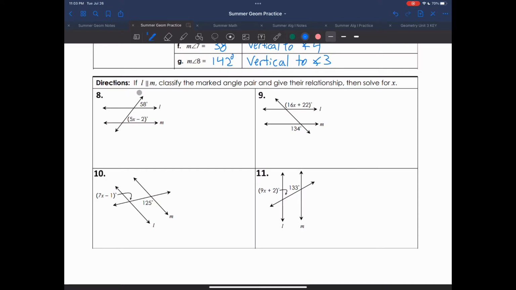So let's read through the directions here. Now, make sure you understand what this means. If I read this out loud, this is a special symbol that you should know, and that symbol means parallel to. So this is saying if L is parallel to M. So take a look at number 8, saying this line is parallel to this one. Okay, so that's the same for all of these. So if L is parallel to M, classify the marked angle pair and give the relationship, then solve for x.